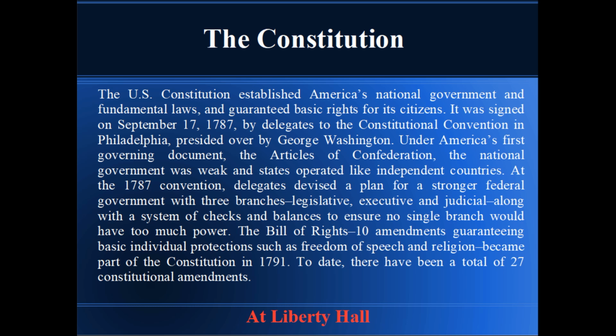Under America's first governing document, the Articles of Confederation, the national government was weak and states operated like independent countries. At the 1787 convention, delegates devised a plan for a stronger federal government with 3 branches: legislative, executive, and judicial, along with a system of checks and balances to ensure no single branch would have too much power. The Bill of Rights' 10 amendments, guaranteeing basic individual protections, such as freedom of speech and religion, became part of the Constitution in 1791. To date, there have been a total of 27 constitutional amendments.